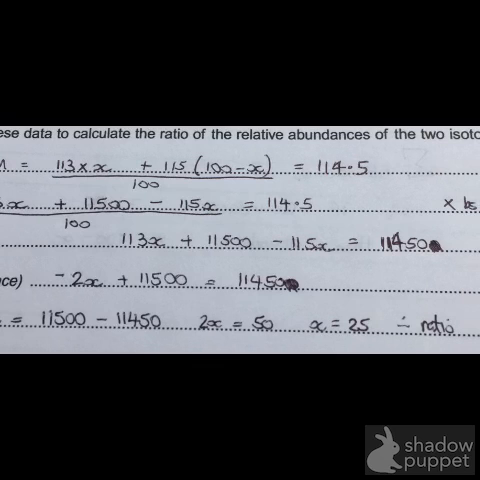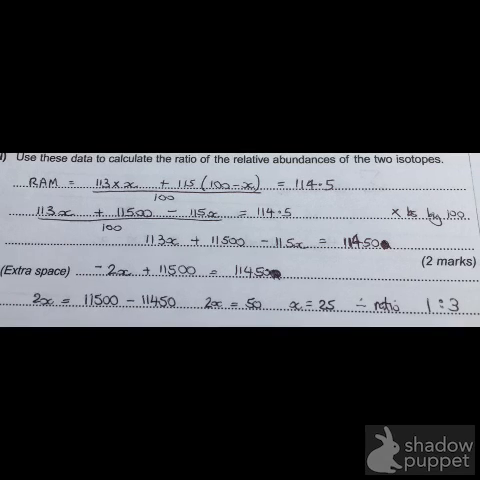Add 2x to both sides, and then subtract 11,450 from both sides, so x is on its own. So we get 2x equals 50. X equals 25.